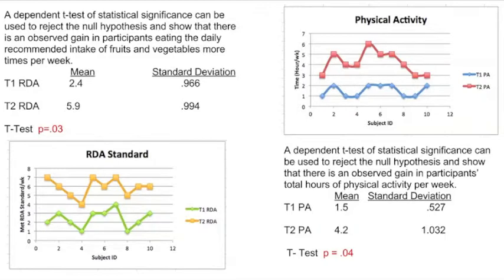T-tests were performed for physical activity and meeting the RDA standard as well. By viewing the graphs and p-values, we can see that there is a significant difference in behavior of the test sample. We can conclude that our intervention increased knowledge, skills, and behavior among our sample subjects.